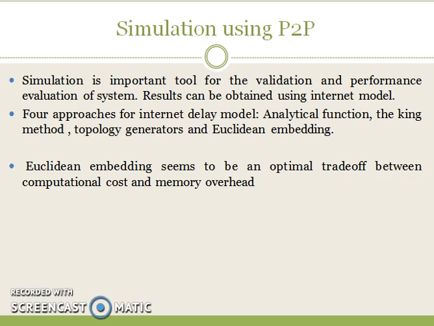Simulation is an important tool for the validation and performance evaluation of the system. Results can be obtained using an internet model. 4 approaches for the internet delay model are analytical function, the King method, the topology generators, and Euclidean embedding. Euclidean embedding seems to be an optimal trade-off between computational cost and memory overhead.